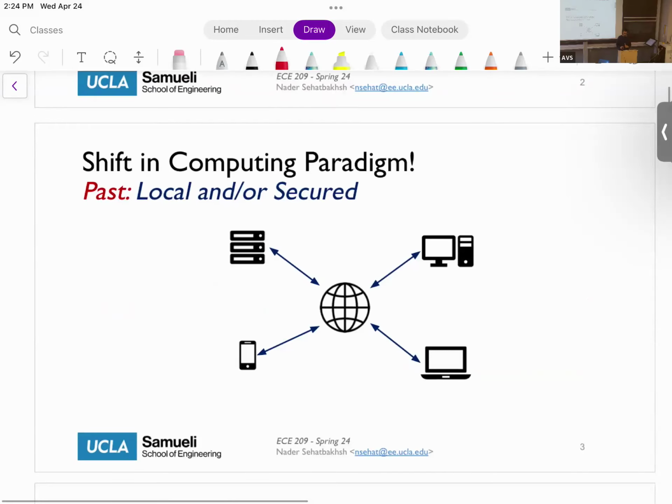Okay, and then if you think about why things like these digital side channels are a big problem, think about the computing paradigm that we had in the past. In the past, most of the things were done locally.